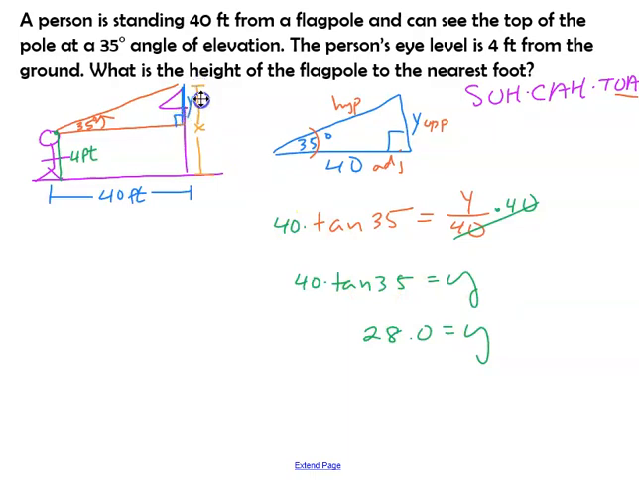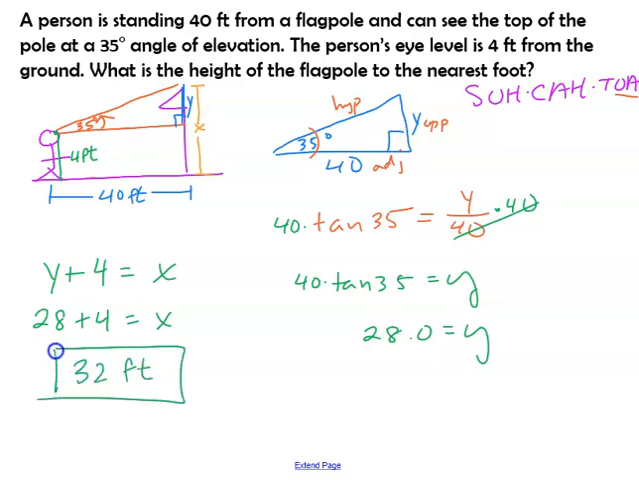In order to get the entire height of the flagpole, that's going to be y plus the height of the person. This gives us the height of the flagpole that we're looking for. So we just need to take that y value, 28, and add 4. So we're going to get 32 feet is the height of the flagpole.